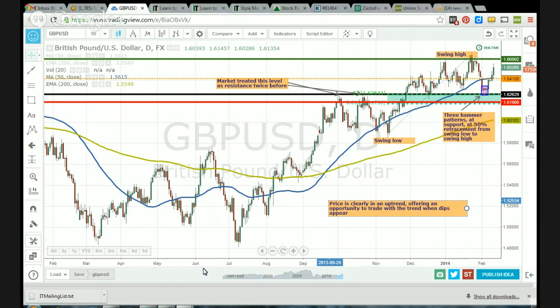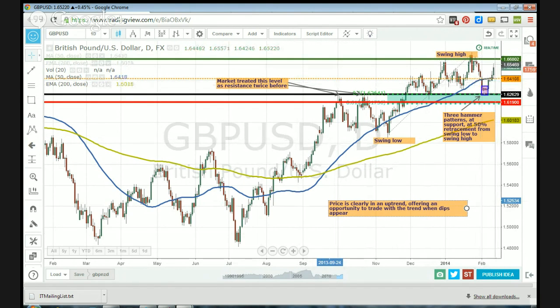Basically, pound dollar, to me, was one of the best setups I've seen in a while. I mentioned yesterday, and the position has been going in my favor, so that's really exciting. I think it's a great example of technical analysis working. I'm still holding on for this green line here.